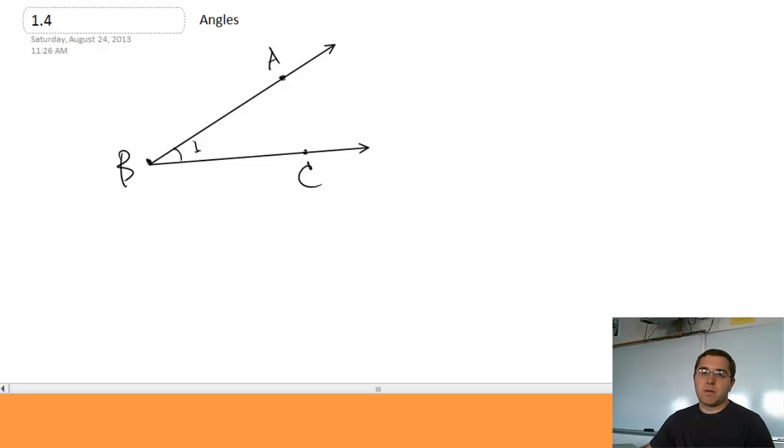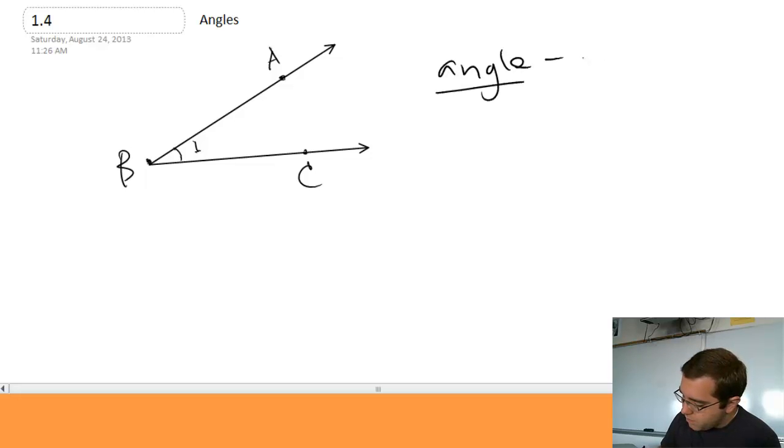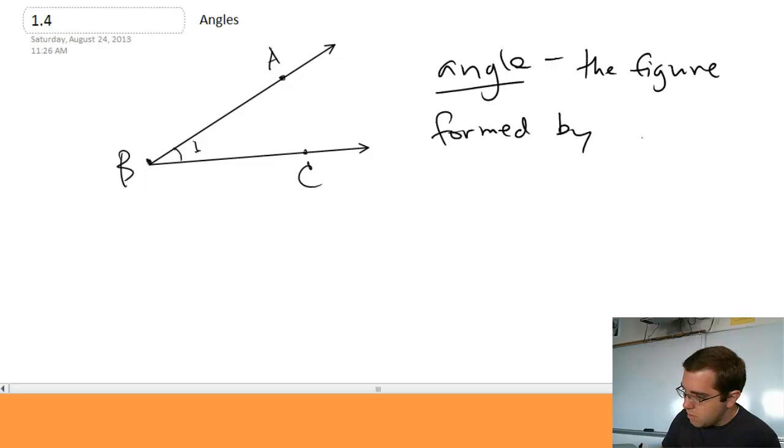This is the video on section 1.4 on angles. An angle is the figure formed by two rays that have the same endpoint.